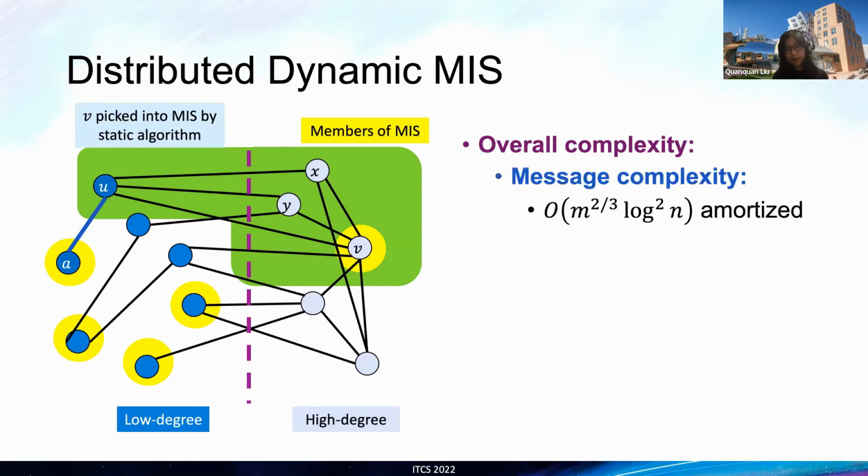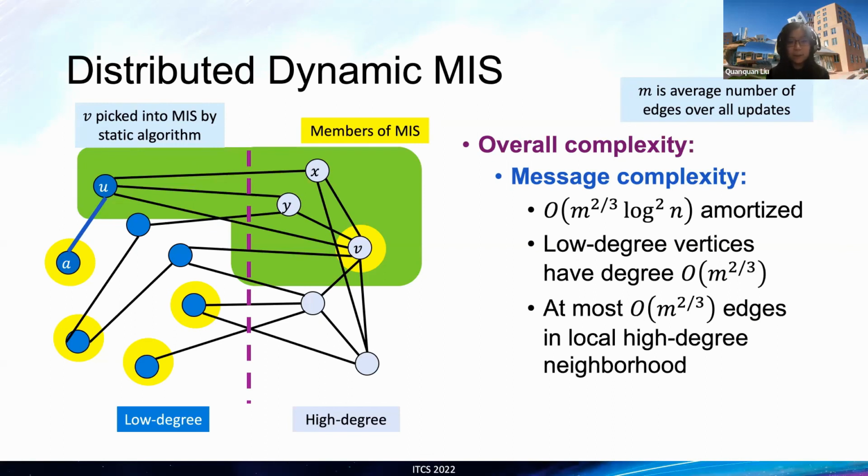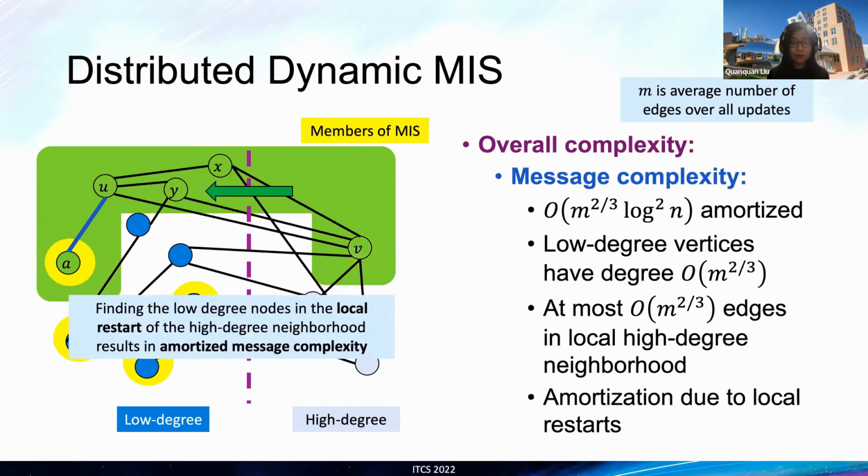The message complexity of our algorithm is O of m to the 2/3 log squared n amortized, where m is the average number of edges over all updates. We also show the same result for maximum number of edges. This message complexity is due to the fact that low degree vertices have degree O of m to the 2/3. And there are at most O of m to the 2/3 edges in the local high degree neighborhood. Finally, this bound is amortized because the local restarts, which determine whether any high degree nodes become low degree, is amortized. The log squared n factor comes from the number of rounds our algorithm runs.